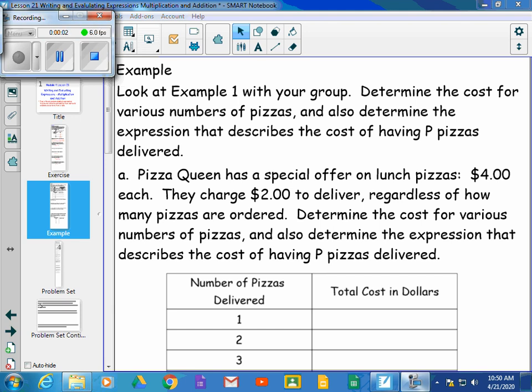Now let's try the example together. So let's look at example 1 with your group. Determine the cost for various numbers of pizzas. You can also determine the expression that describes the cost of having P pizzas delivered.